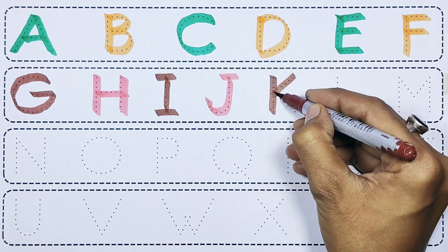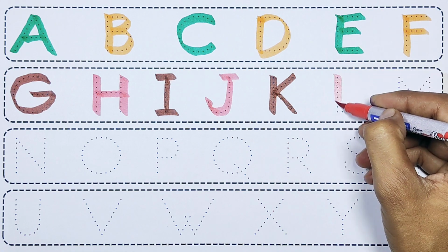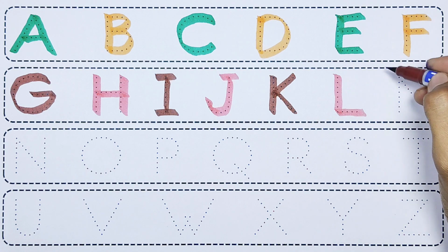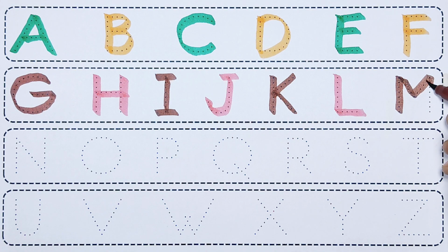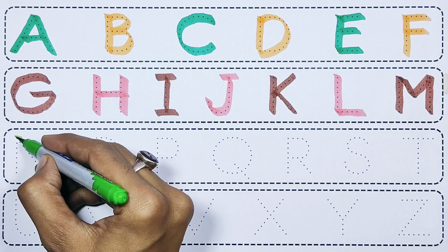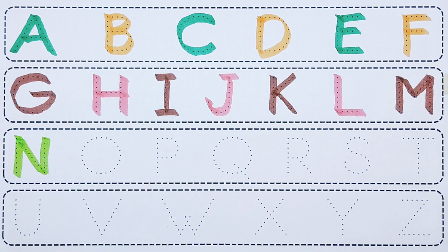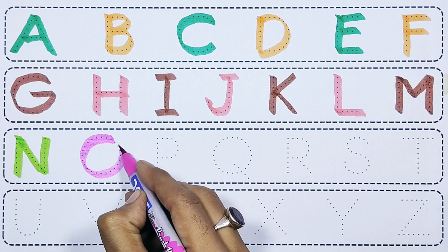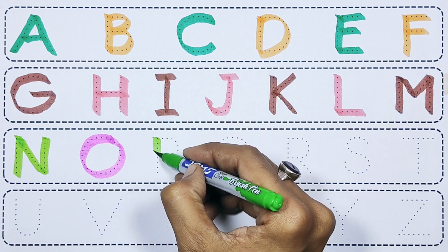K for kite, K for kite. L for lion, L for lion. M for monkey, M for monkey. N for nest, N for nest. O for octopus, O for octopus.